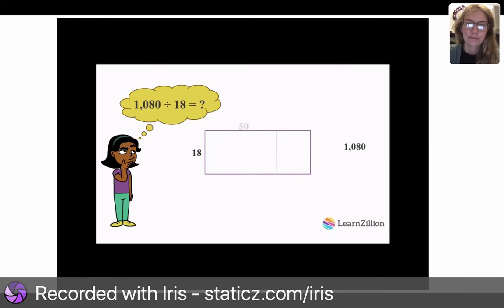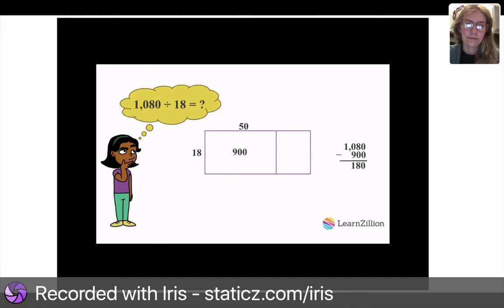Let's start by taking away 50 groups of 18. We know that 18 times 50 equals 900. So I'll place the 900 in this part of the area model. Now I need to subtract 900 from the dividend, 1080, to see how much is left.